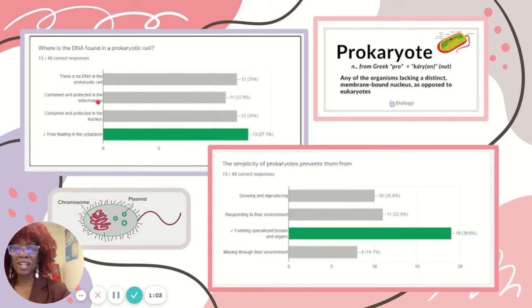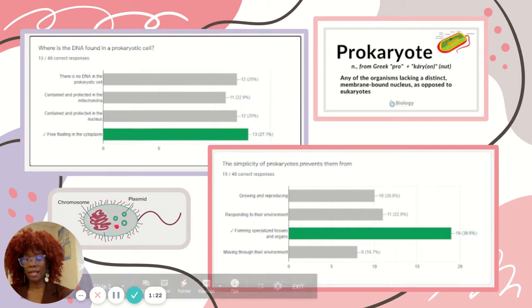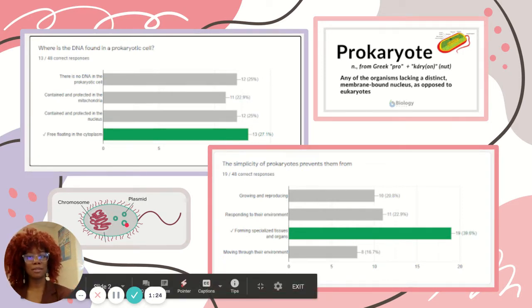It's contained and protected in the mitochondria? We haven't even talked about mitochondria, so no. Contained and protected in the nucleus? They don't have a nucleus. So how can it be contained and protected in a nucleus if they don't have a nucleus? So no. Their DNA is free floating in their cytoplasm, which just means the cellular jelly, all this gray stuff right here, that is cytoplasm.